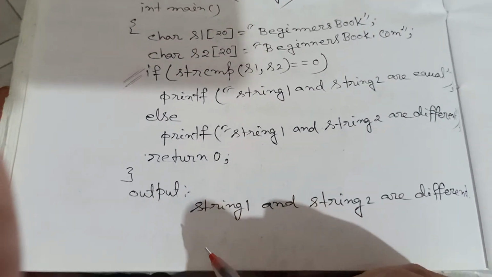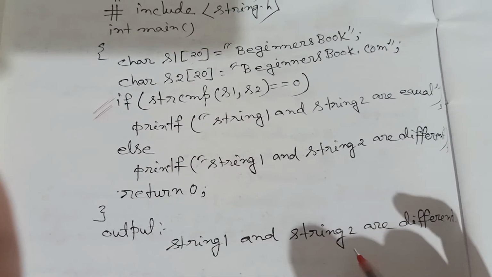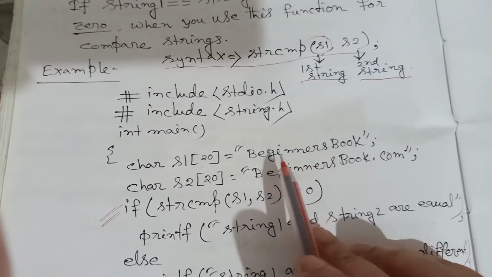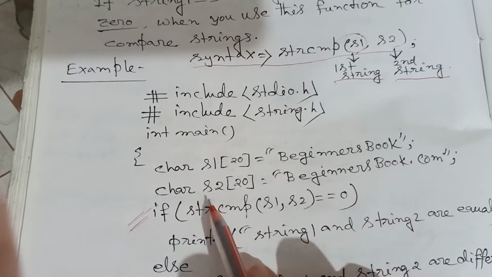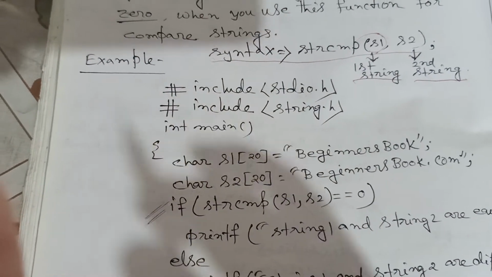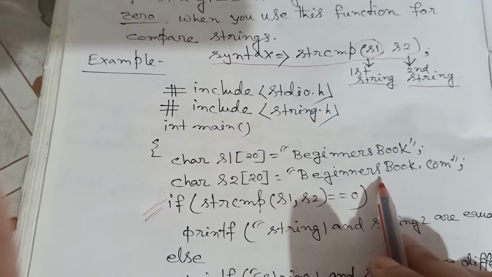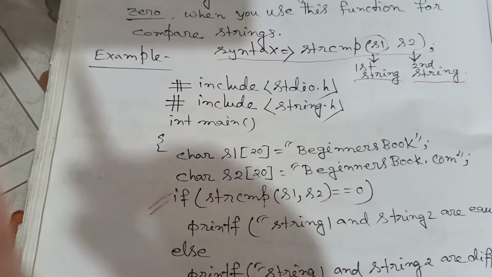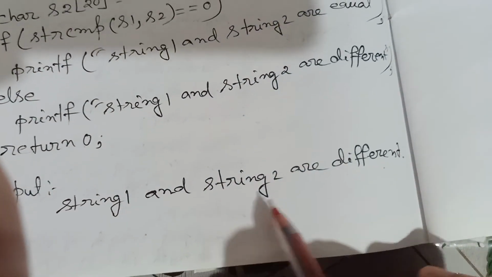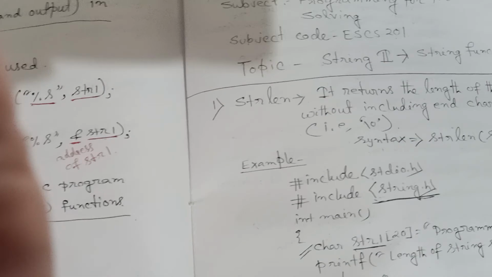Now let's take a look at the output. String 1 and string 2 are different. For this example, obviously the first string contains beginnersbook and the second string contains beginnersbook.com. So obviously string 2 is greater than string 1. So the output would be string 1 and string 2 are different. So this is all about the 3 string functions.